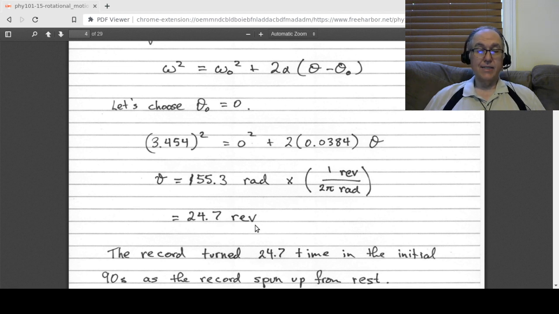So in that 90 seconds, in that minute and a half, when I turn on the record player, it starts to spin up, it starts to spin up, it's spinning faster. By the time it's spun up to 33 RPM, it takes a minute and a half, it will have made 24.7 revolutions. Okay, so that answers part B.